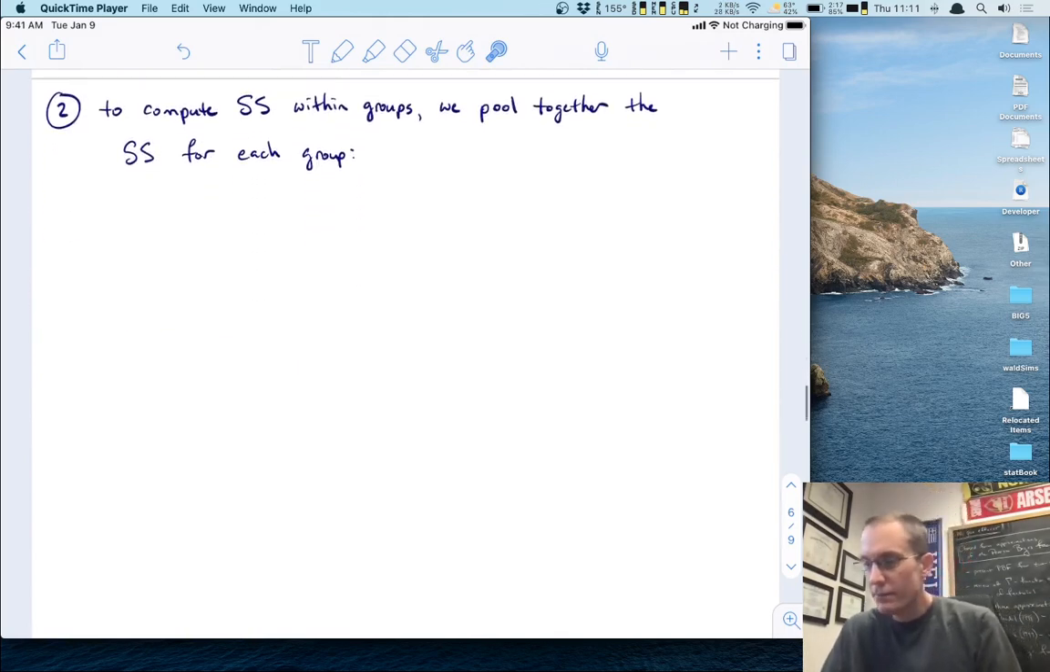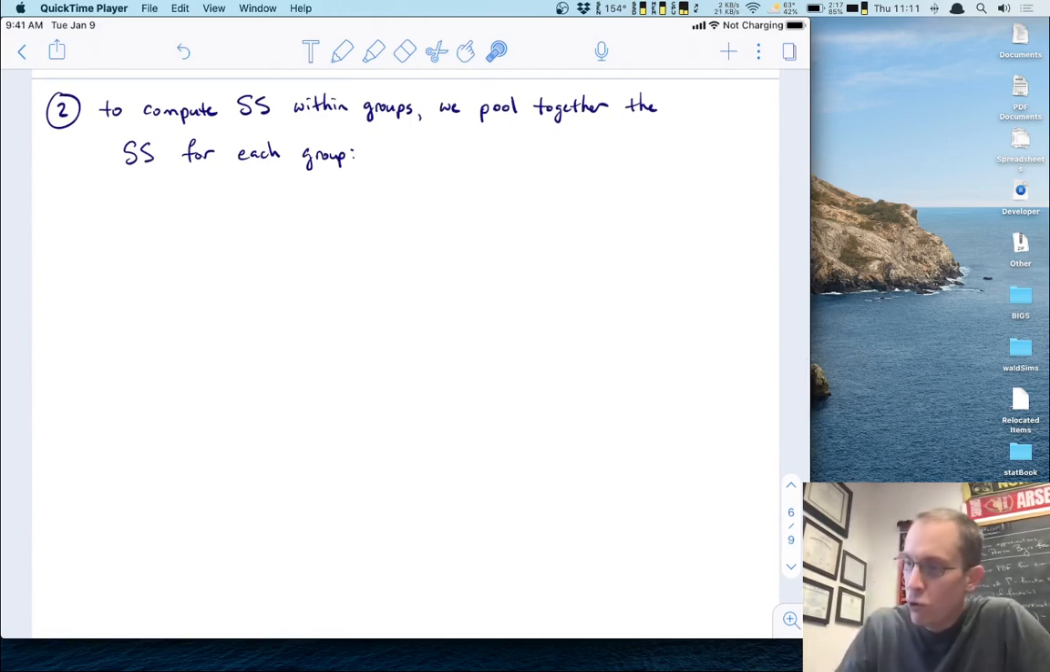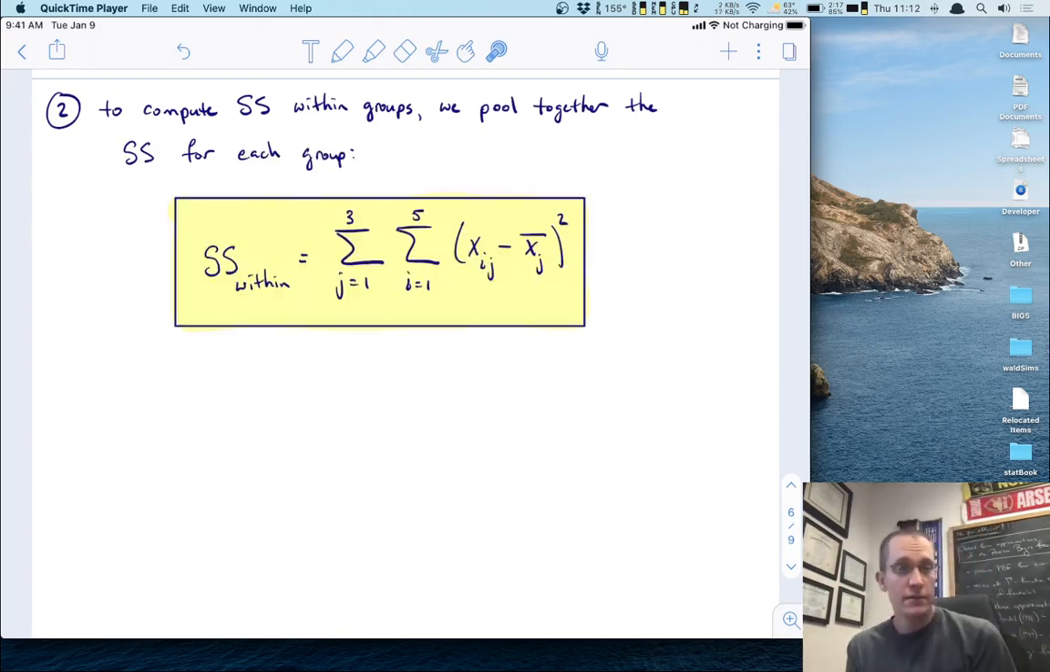Now let's talk about how to compute the sum of squares within groups. So for this one, it's a little more straightforward. What we do is we simply pool together the sum of squares within for each group. So let's write a formula to say what that is. It looks kind of complicated, but let's work from the inside out. This part right here, okay, this is the sum of the deviations from the group means.